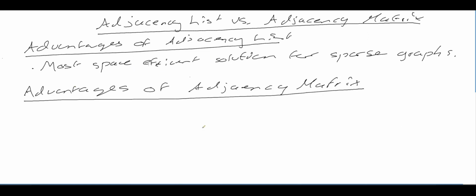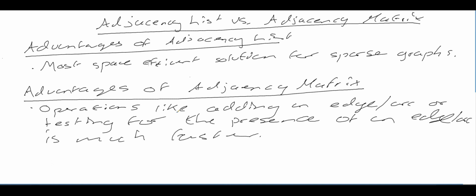But what about the adjacency matrix? What does the adjacency matrix have going for it? With an adjacency matrix, the issue is that depending on what kind of graph we've got, we could be wasting a lot of storage. But the key advantage is that adding an edge or testing for the presence of an edge is much quicker to do than with an adjacency list. Also, if the graph is dense, using an adjacency matrix might be more suitable.